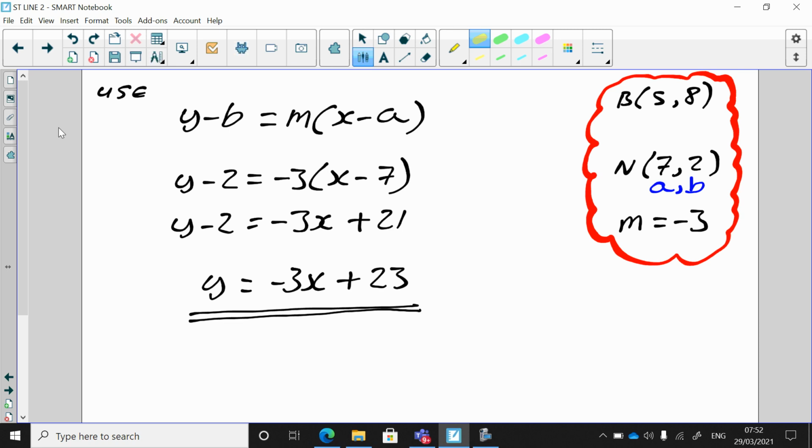So if you're happy with that, that's the equation of the line in the form y equals mx plus c. If you're going back and thinking, why did he use the coordinates of N and not the coordinates of B? Why don't you go and try that, and put them in and see what equation you actually get. I'm sure you'll come up with the same equation.